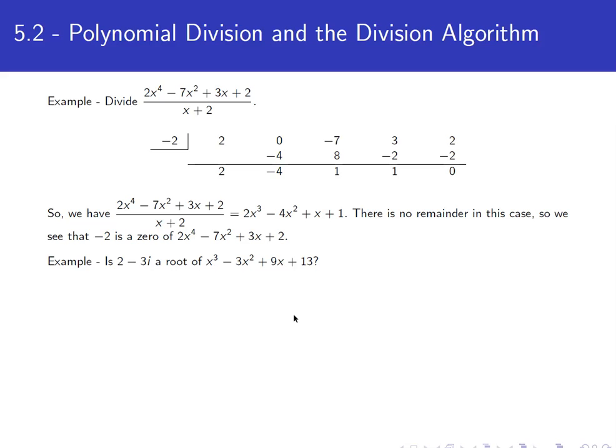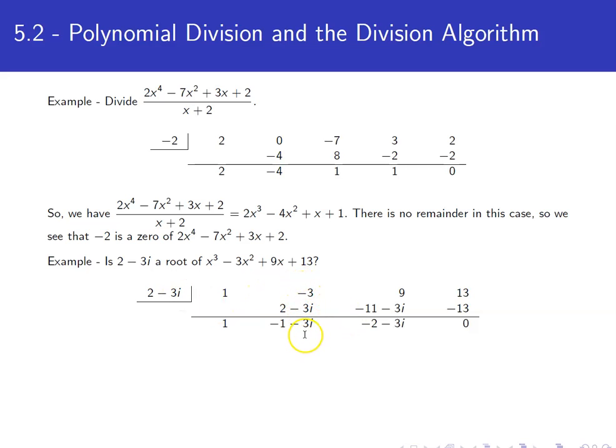So in this example, we're being asked, is 2 minus 3i a root of the polynomial x cubed minus 3x squared plus 9x plus 13? So we'll run through the synthetic division process. We can do synthetic division with a complex number just as easily as we can do synthetic division with a real number. And it's the same process. We've written down the coefficients of the polynomial. Bring down the first one, do the multiplication.